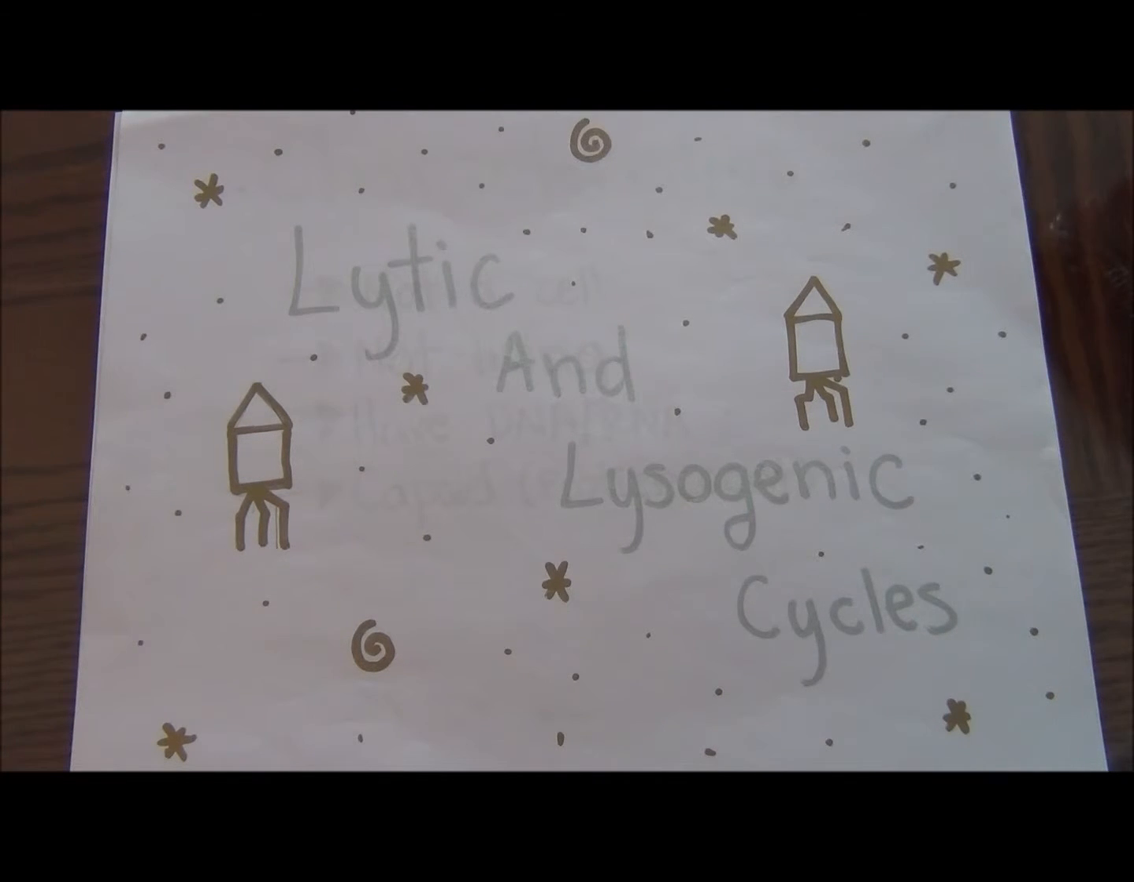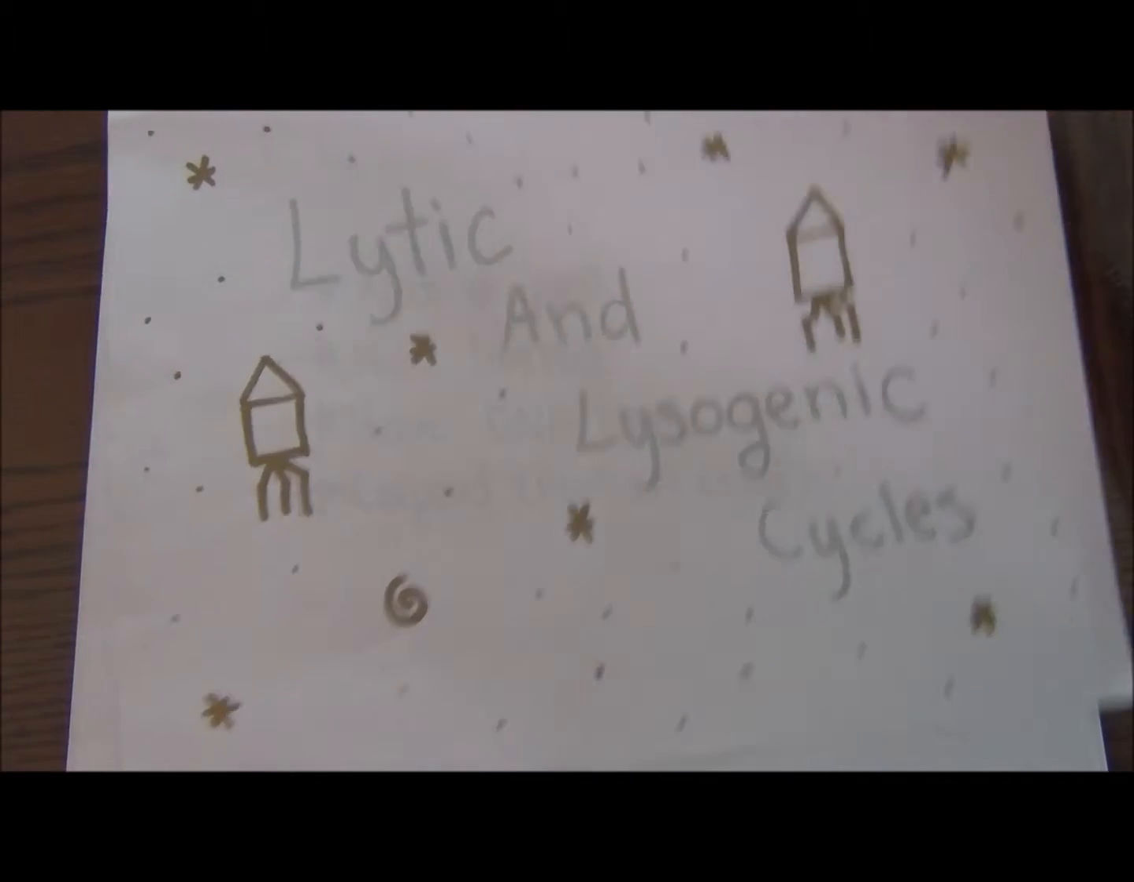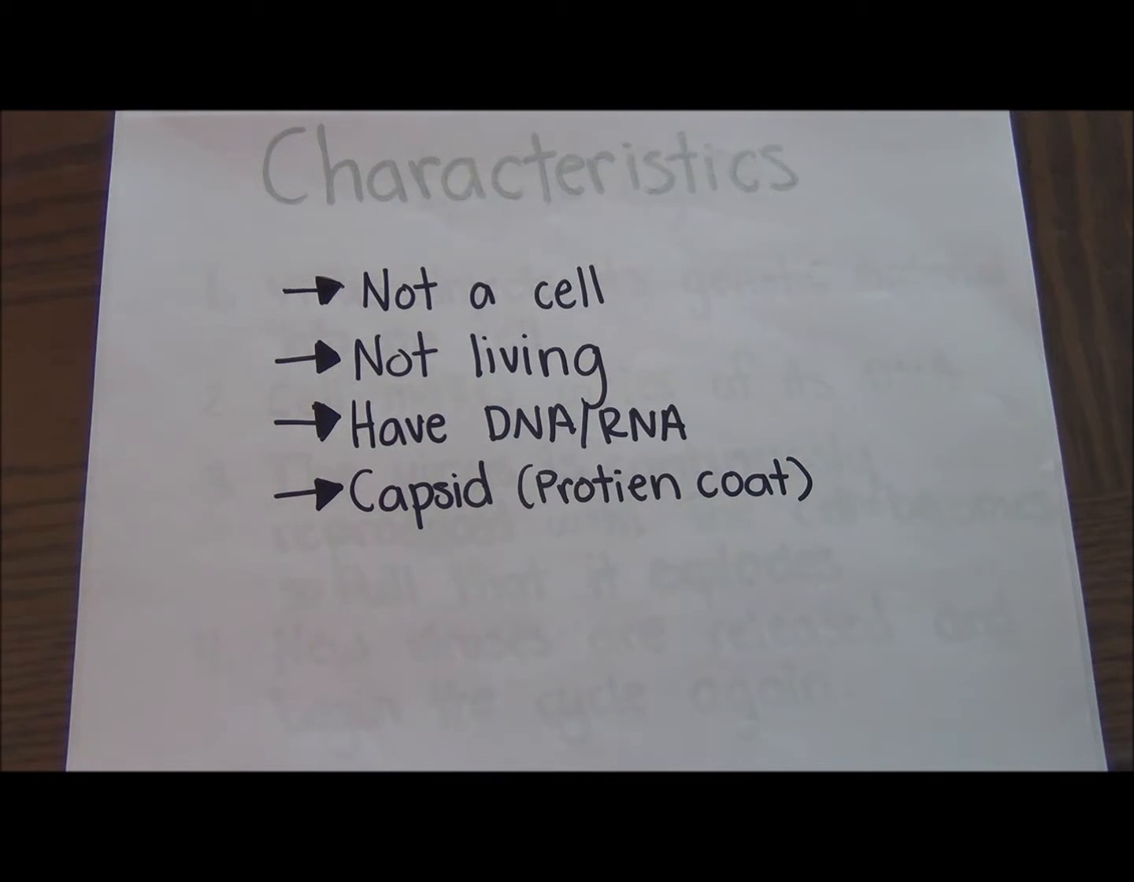The lytic and lysogenic cycles. So these are virus cycles. They are the two reproduction processes of a virus. These are the main characteristics of a virus.